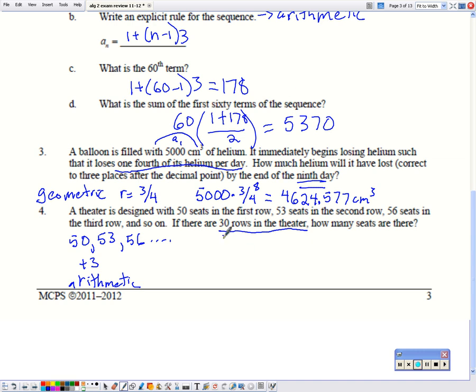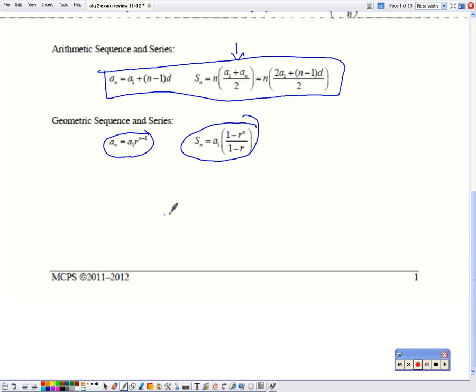Okay. If there are 30 rows in the theater, how many seats are there? Well, now I'm looking for the sum of 30 rows, but unlike the problem up here, 2D, I don't know what the 30th row contains. So I could go and find that and use the formula that I used in 2D, or I can use that other formula. Let's use the other formula instead, so we can practice with that one. So now we're going to use this one because I don't know the last term. So I'm going to use the formula n times 2 of the first term plus n minus 1d over 2.